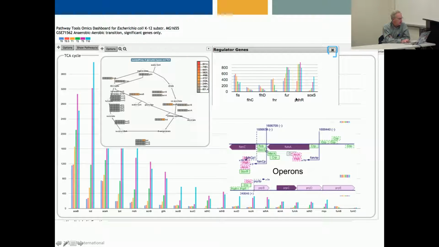And then here we're showing what the software has done: it's looked across all these genes, queried the database to find out what are the regulators that act on all of these genes, and it's plotting the expression levels of all those different regulators on this diagram.